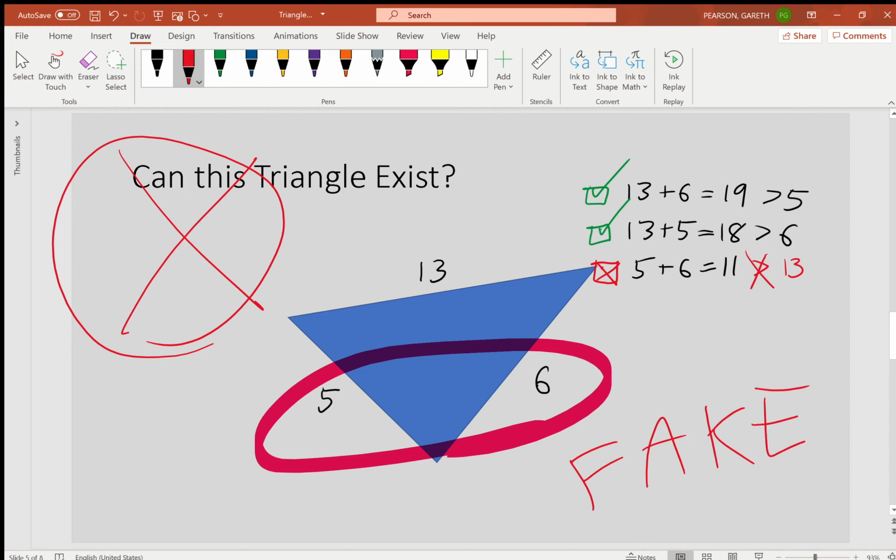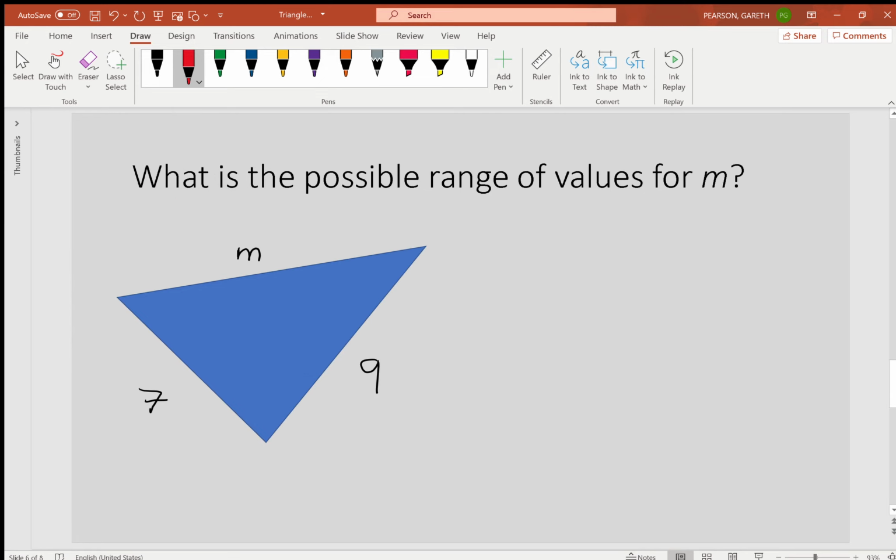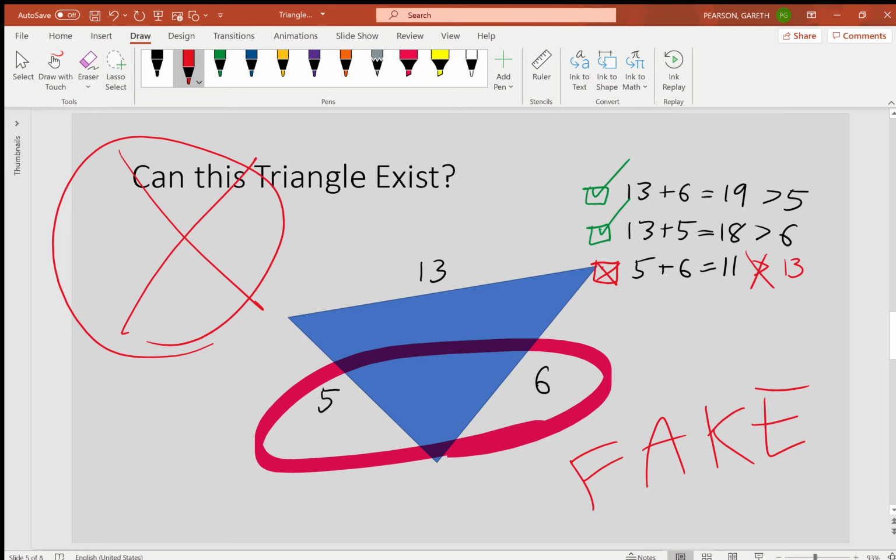Okay? Pretty simple to understand, I feel. Here, we're taking it a step further, okay? Some questions are going to ask you to determine if a triangle can exist. And you just have to add up two sides compared to the remaining side. You do it 3 times and your answer is yes, it works, or no, it doesn't.